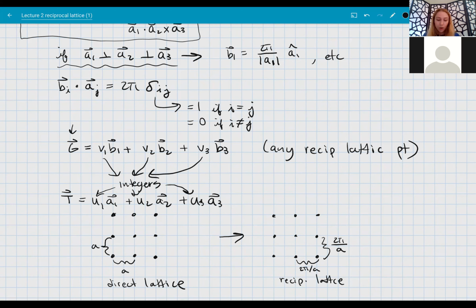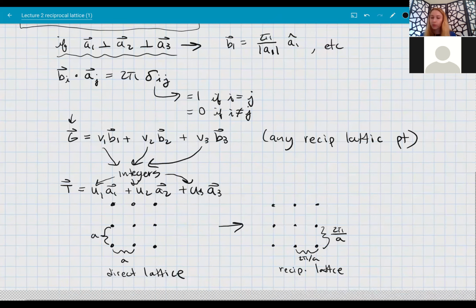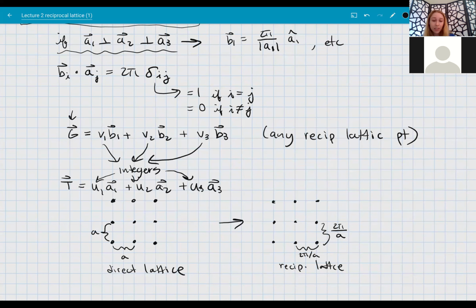If you haven't studied solid state physics before, the reciprocal lattice might be something that is new to you. And students often wonder whether the reciprocal lattice is a real object or a conceptual object.